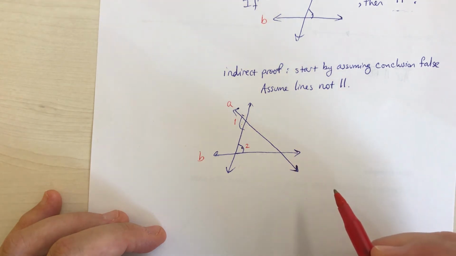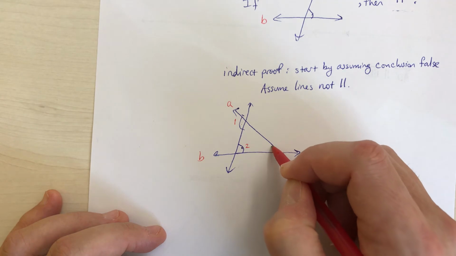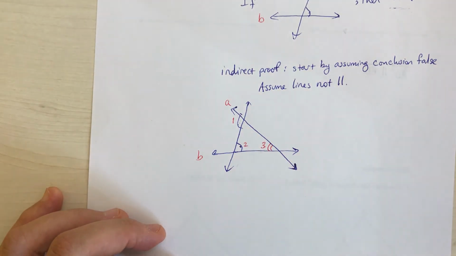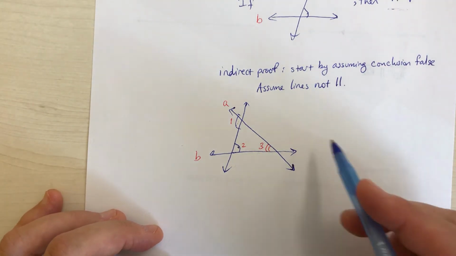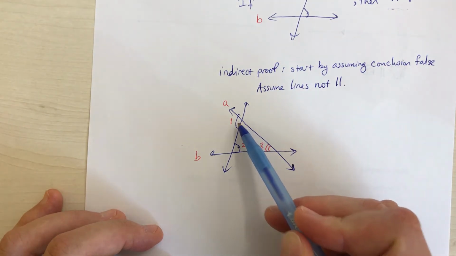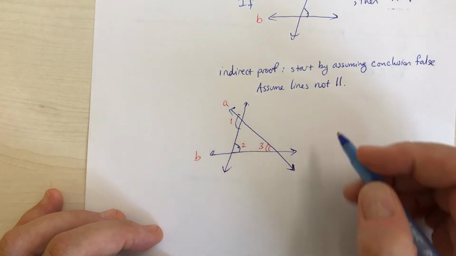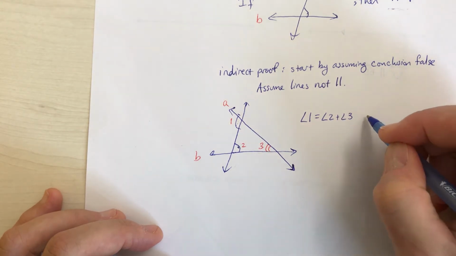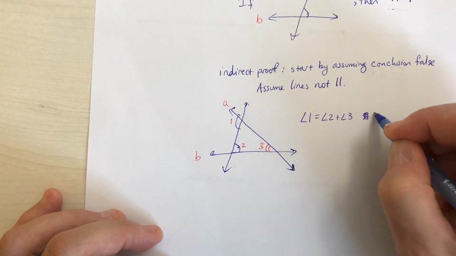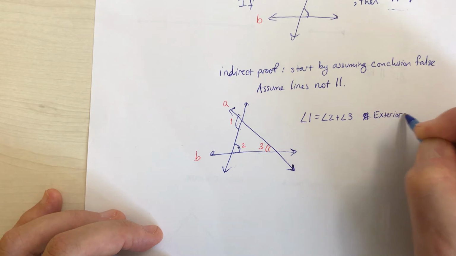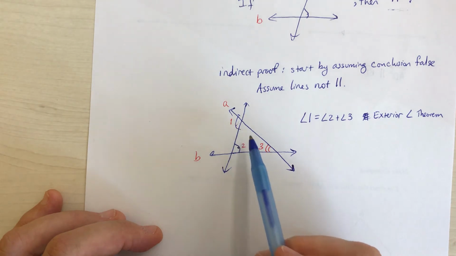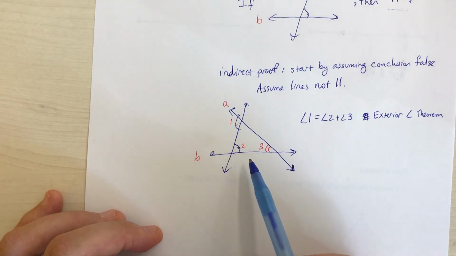We know, I'm going to label this one here as angle 3. We've got a triangle here. And there's a rule with triangles that an exterior angle is equal to the sum of the two remote interiors. Angle 1 is equal to angle 2 plus angle 3. That's called the exterior angle theorem: this angle is equivalent to the sum of these two.